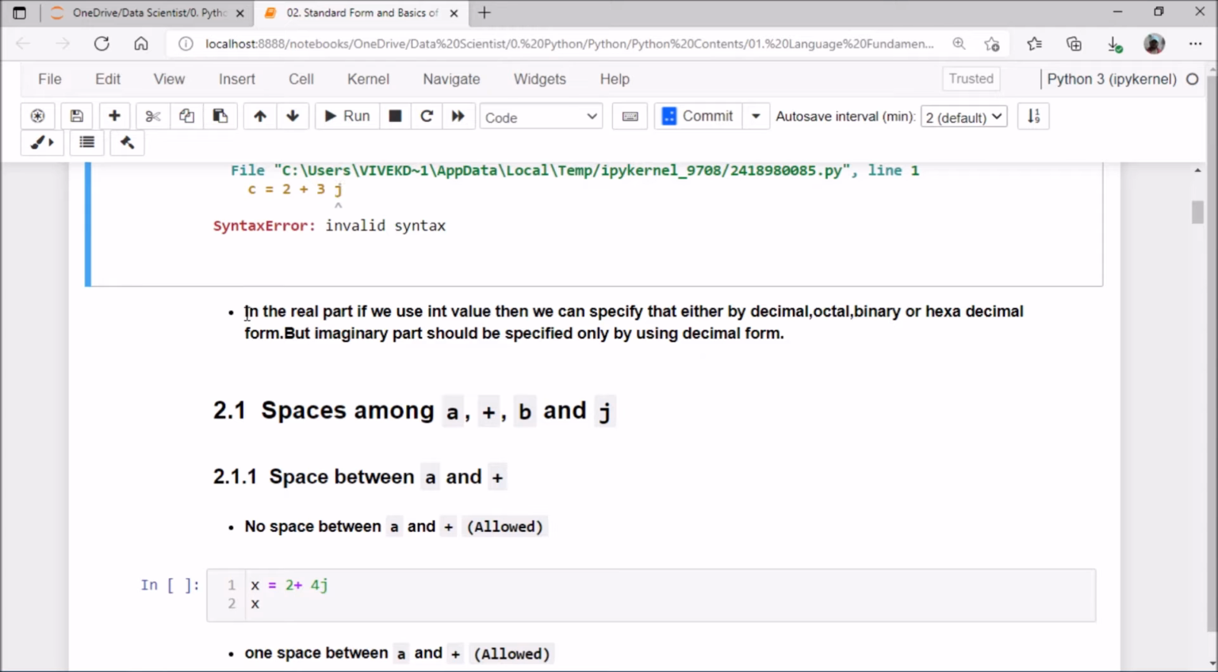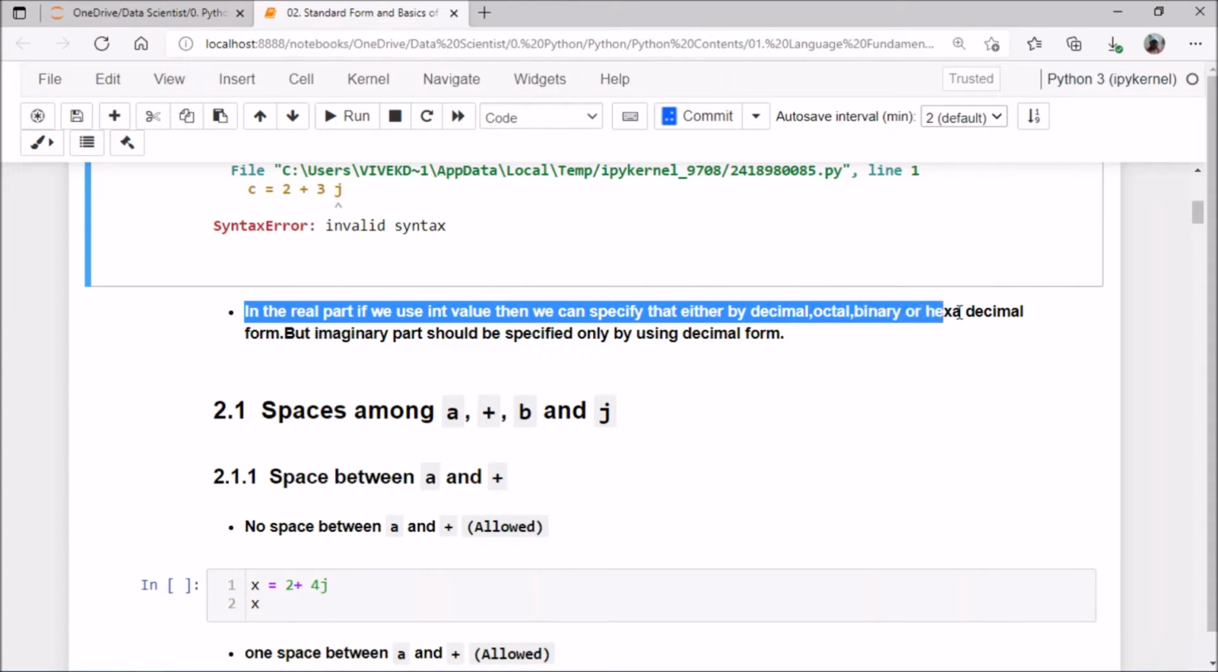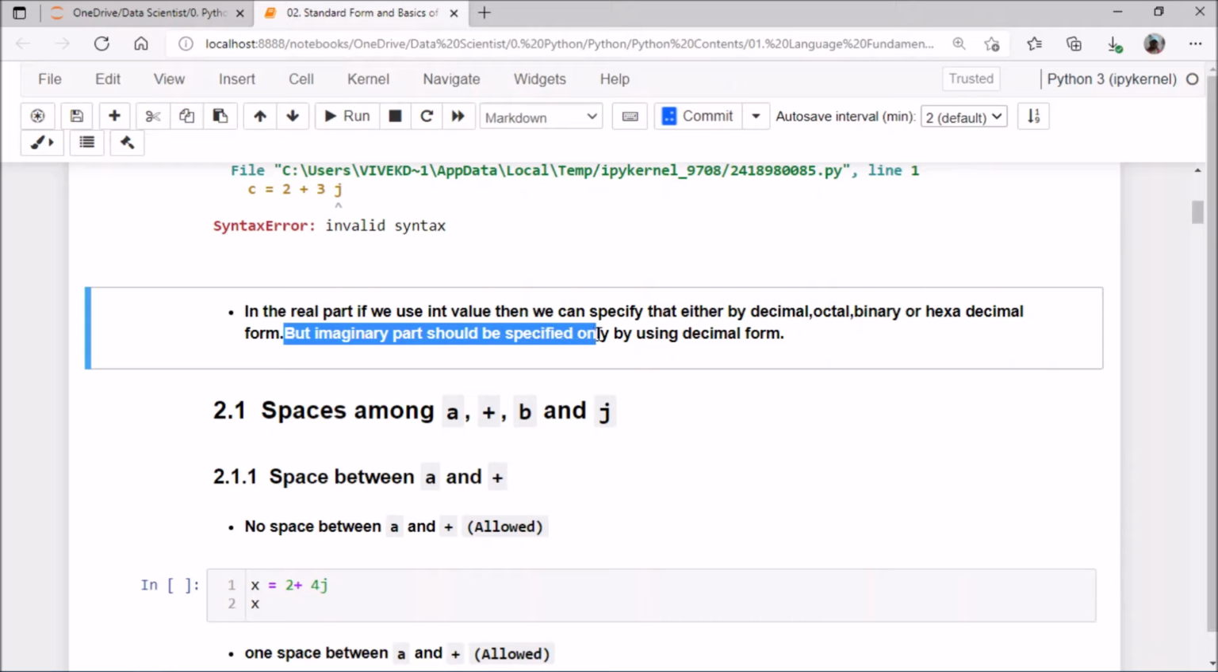And in the real part, if we use an int value, then we can specify that in decimal, octal, binary or hexadecimal form. But the imaginary part should be specified only in decimal form. Means a can be an integer in any form, like binary, octal, decimal or hexadecimal, but the imaginary part should be only in decimal form. This is the rule for int data type.